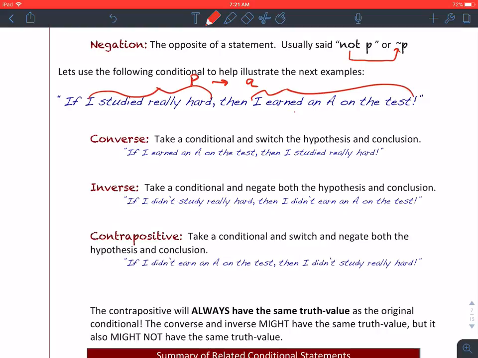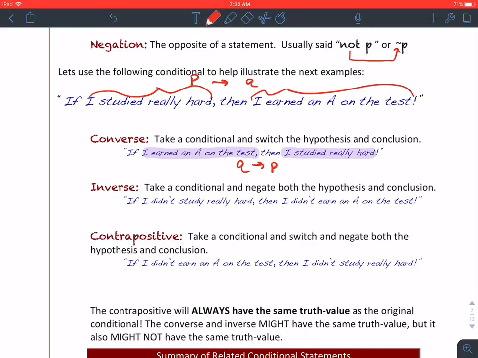Converse, take the conditional and switch the hypothesis and the conclusion. So we took the Q and put it here and took the P and put it here. If I earned an A on the test, then I studied really hard. So in this case, we had Q implies P. Q's at the beginning, P's at the end.